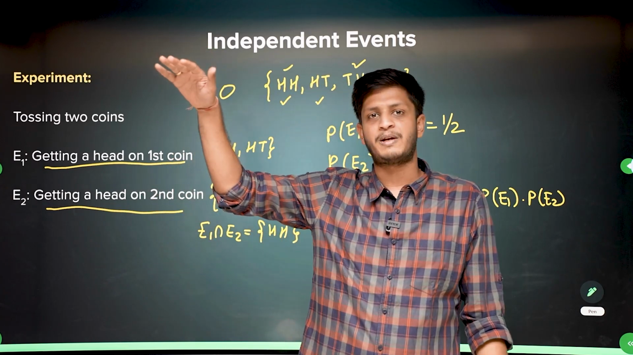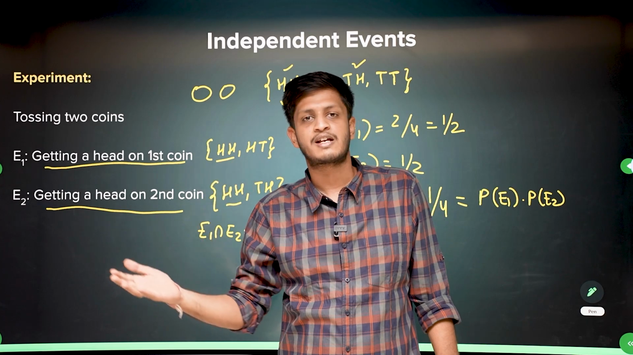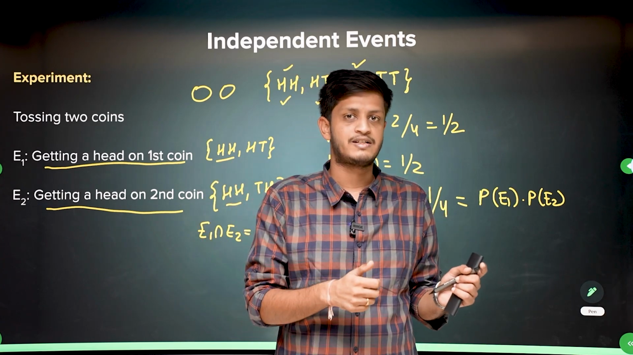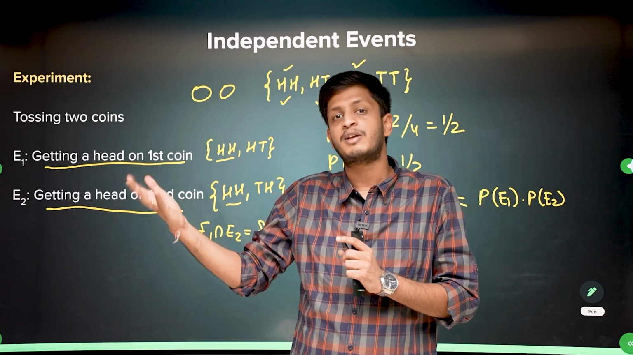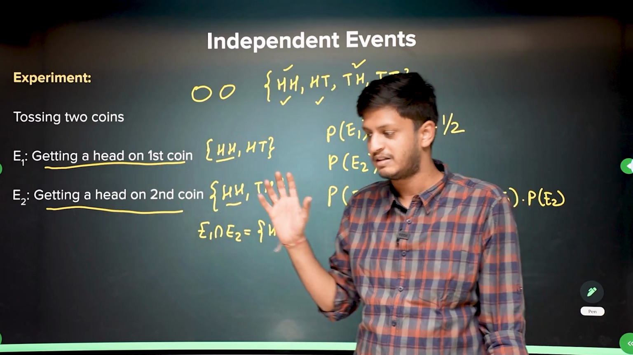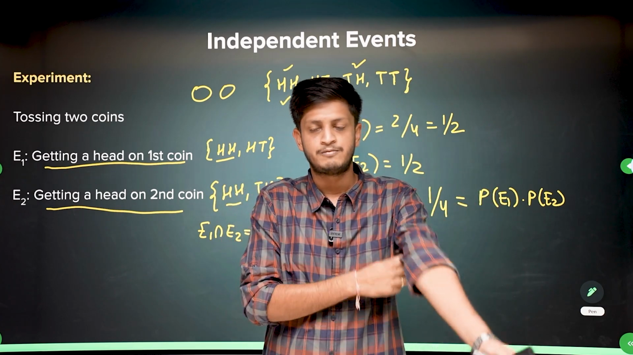At the beginning of the experiment, what is the probability of getting a heads on the second coin? It's half, right? But if the first guy says that I got a heads, still the probability of the second guy getting a heads remains half, right? So it's very logical. This was an obvious example.